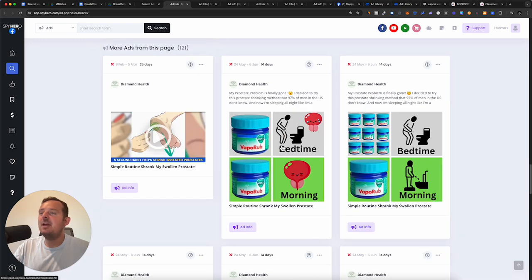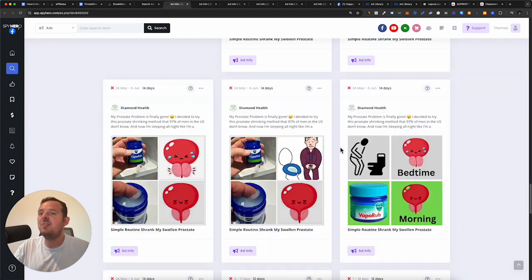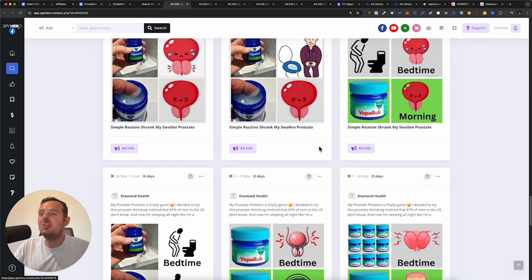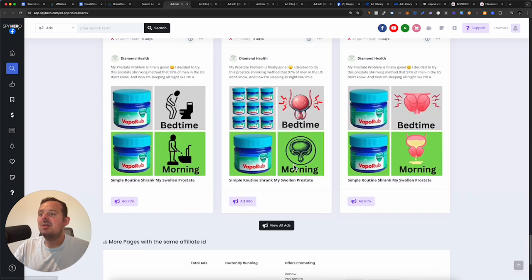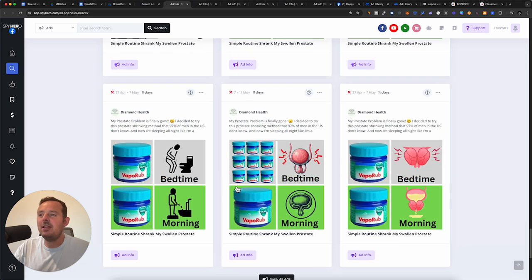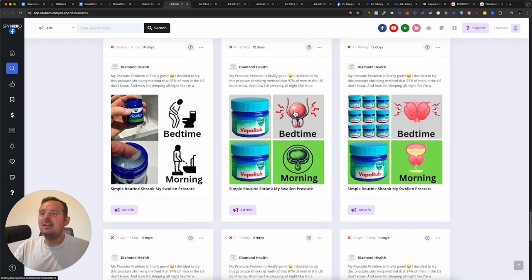Then we see this vapor rub. They've been heavy with this vapor rub angle. Look at it, like some UGC style ad, images with the cartoon illustrations. We could get some really good ideas from this, and super easy to do. Maybe it's difficult to do the actual illustration, but I'm pretty sure you could find some kind of vector site that you could utilize.